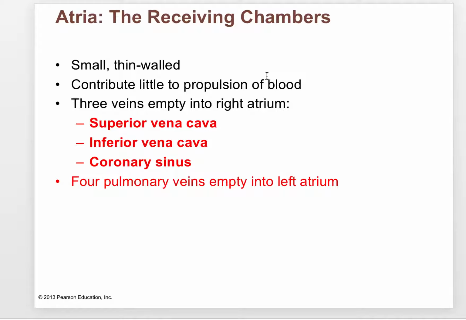The atria are the receiving chambers. That's where the blood from all over the body comes into the heart initially. The atria, compared to the ventricles, are small and thin-walled, and there are three veins that empty into the right atrium. There's the superior vena cava, the inferior vena cava, and the coronary sinus. I mentioned before that the superior vena cava drains all the blood above the diaphragm. The inferior vena cava drains the blood from all the tissues below the diaphragm. The coronary sinus drains blood that has been used to supply the heart.